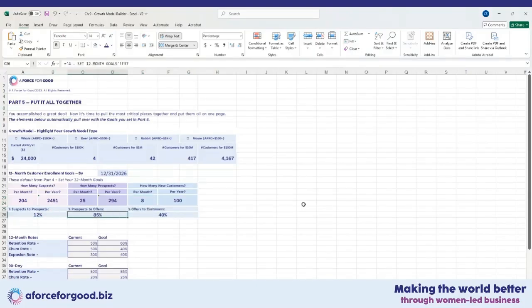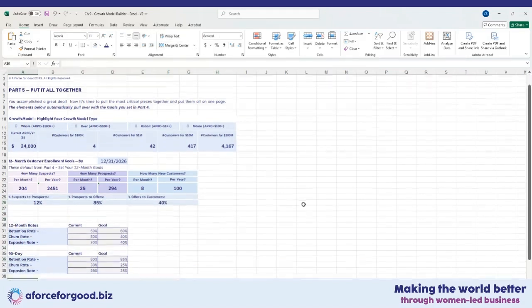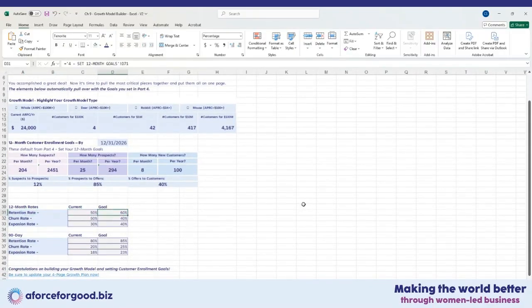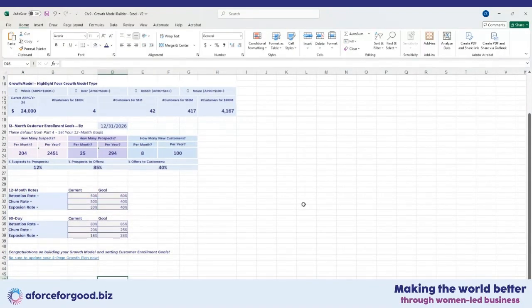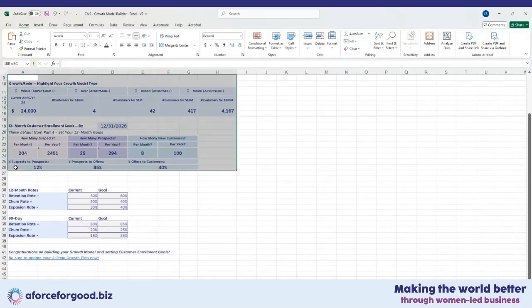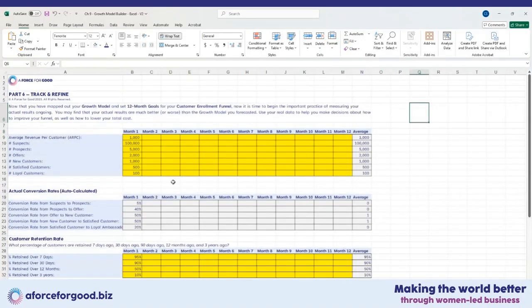So 12%, 85%, 40%, these are your goals for conversion. And they came from the prior page as well. And then you have your retention rates from the 12-page goal. All in one place you can see your growth model update, your 4-page growth plan. This section right here is on your 4-page growth plan. The last piece is tracking.